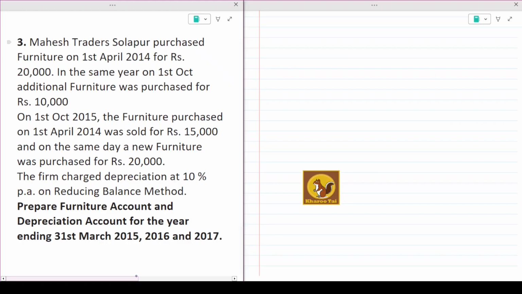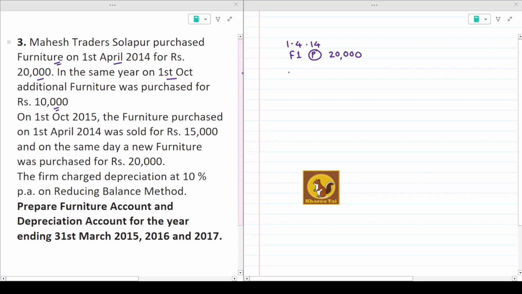Question 3. Mahesh Traders Solapur purchased furniture on 1st April 14 for 20,000. So on 1st April 14, furniture 1 was purchased at 20,000. In the same year, on 1st October, additional furniture was purchased for rupees 10,000. On 1st October 14, that is same year, furniture 2 was purchased for 10,000. Then on 1st October 15, the furniture purchased on 1st April 14 was sold for rupees 15,000.